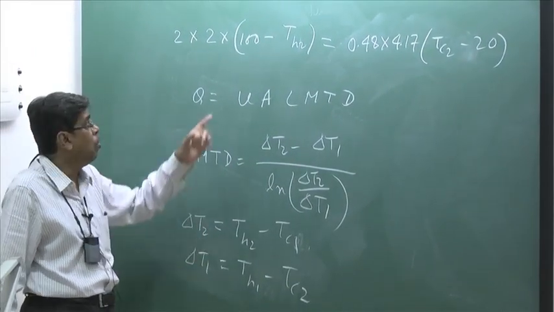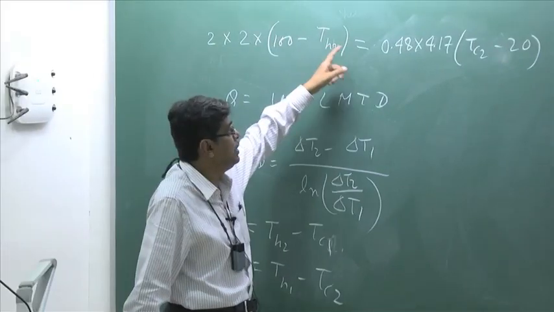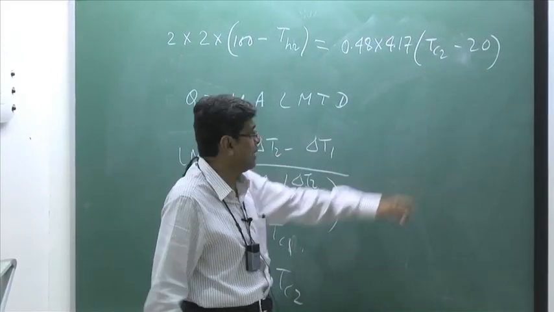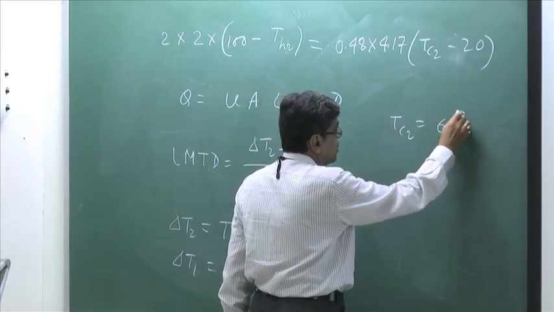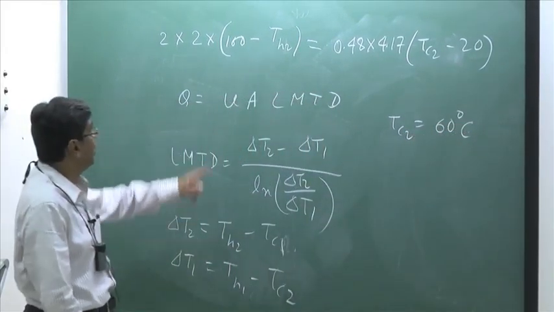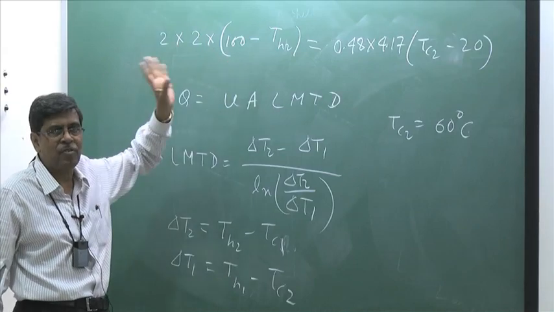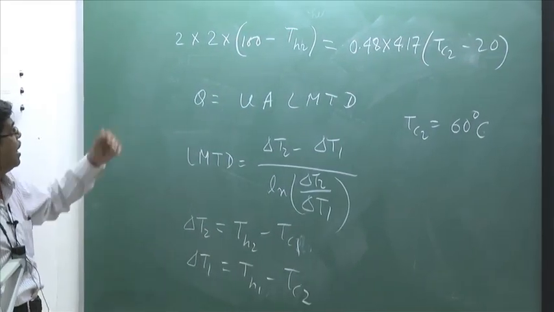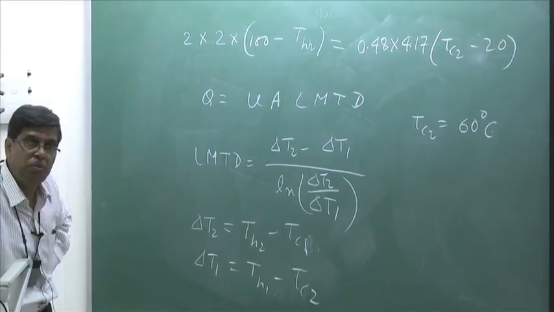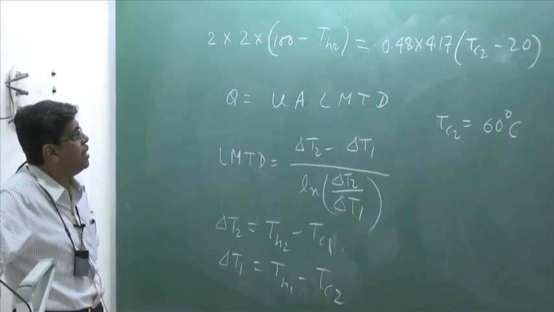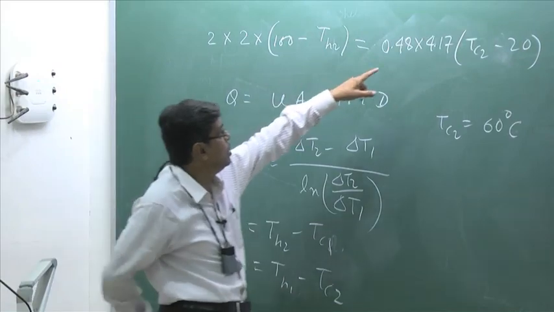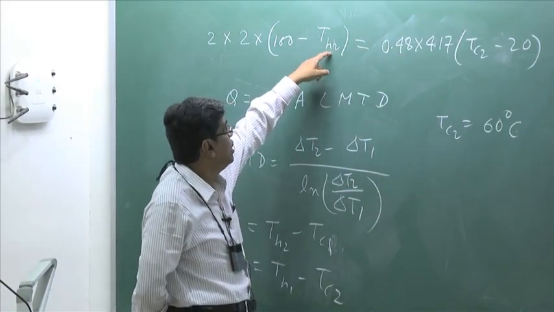So what to do? We assume TC2 or TH2. Let us assume TC2 is 60 degrees Celsius. It will be heated to some temperature, less than 100 definitely, which may be more than TH2. It cannot be more than TH1. Let us assume 60 degrees. Then I find out this, and I find out TH2.